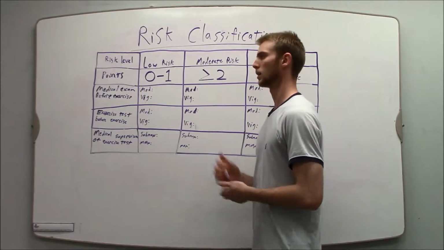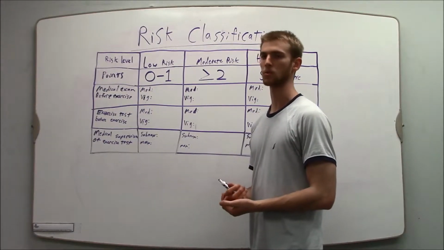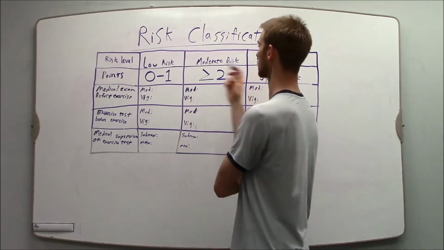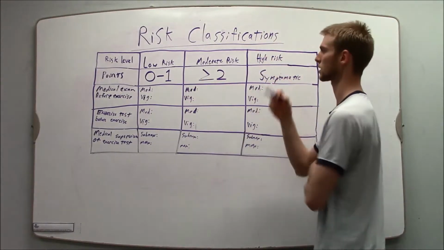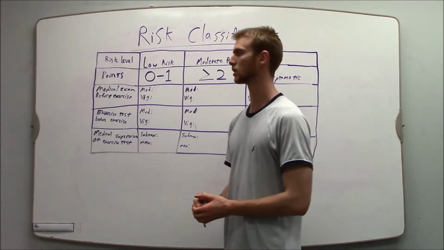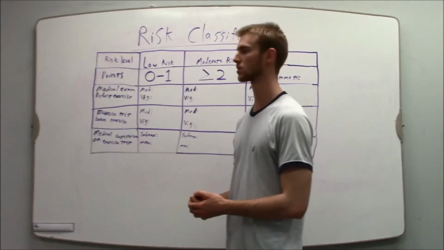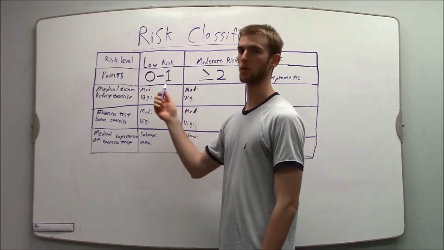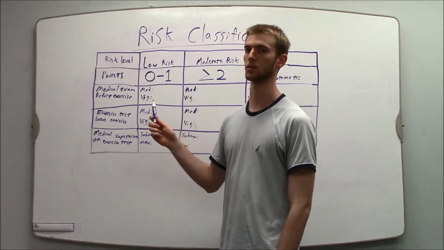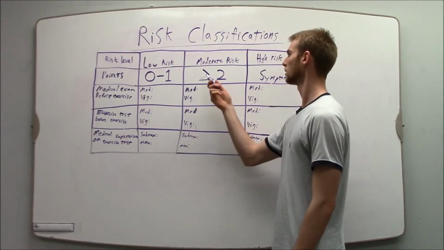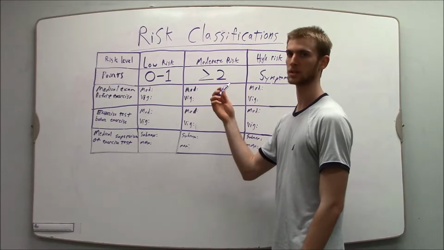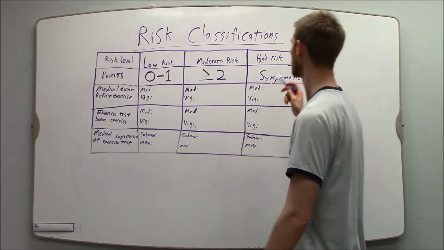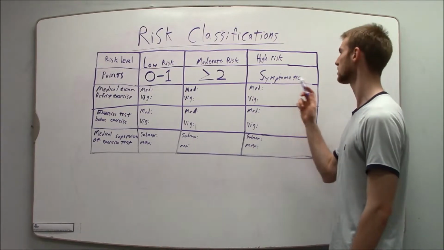So, you can have up to 7 points. Basically, these are the different categories. There's low risk, moderate risk, and high risk as far as what kind of a client you'll be dealing with and what you can do with them as far as exercise testing and exercise. So, if they got 0 or 1 points, then they are considered low risk. If they got 2 or more points, then they're moderate risk. They could have all the way up to 7 points, they're still moderate risk. The only thing that makes them high risk is if they're symptomatic.